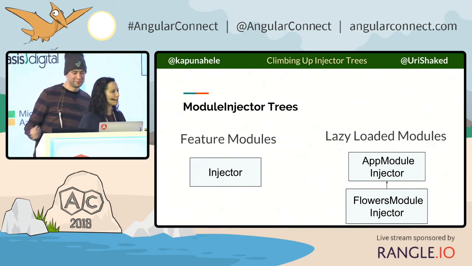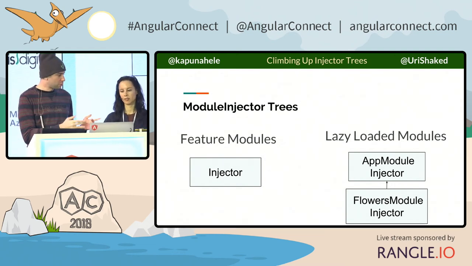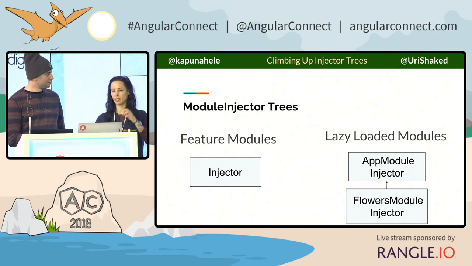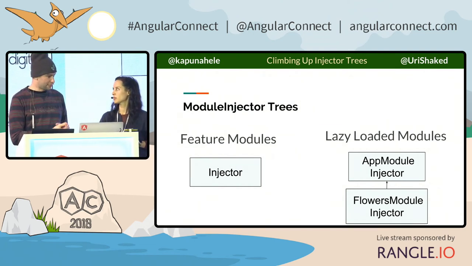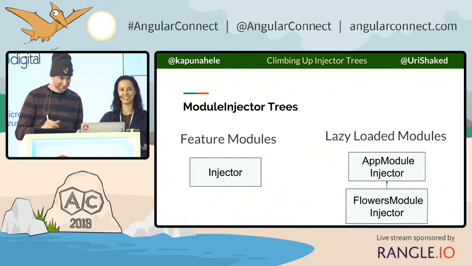Yes. So if you have just feature modules that are eagerly loaded, you'll have one injector. But if you're using lazy load, that's what we did at first. That's right. And then when we lazy loaded our modules, we would get a new injector for each one of them. That's what we try to do now. Now do try it at home.